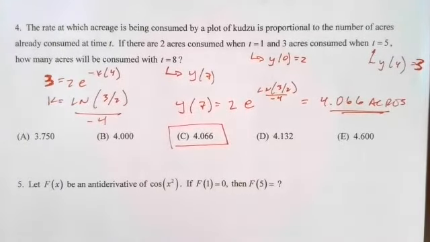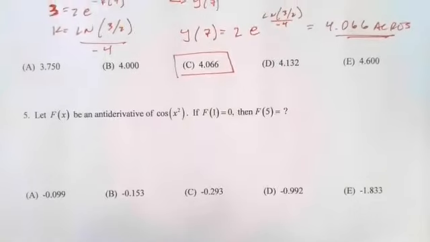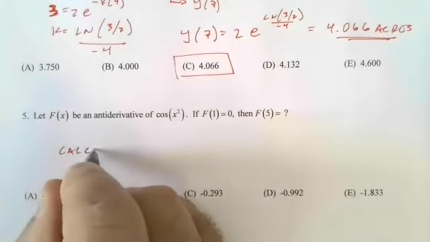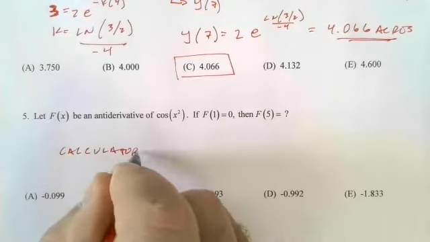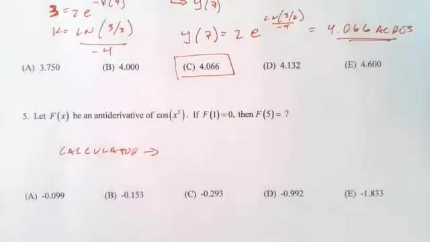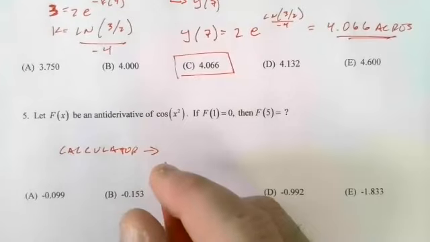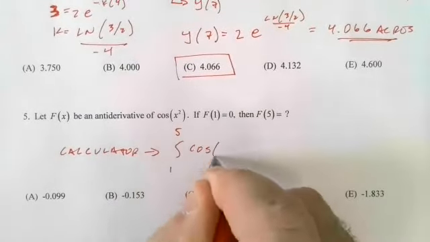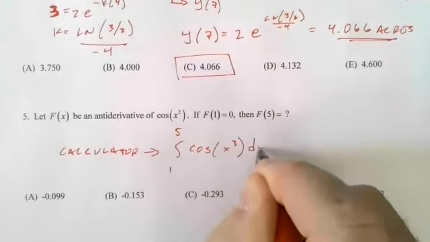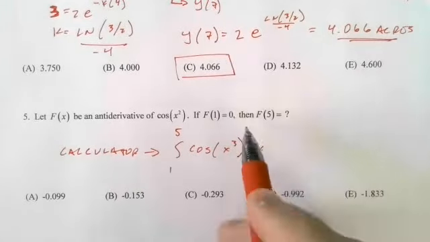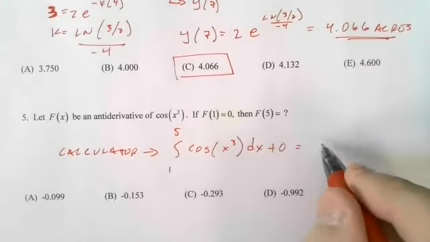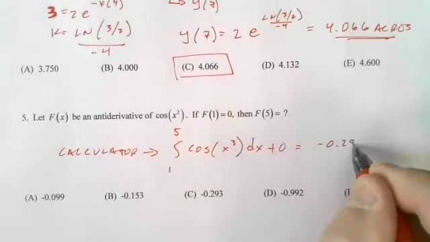All right. Let f of x be an antiderivative. So this is a straight up calculator problem. Integral from 1 to 5 of cosine of x cubed dx. We put in 1, we got a 0, so there's a plus 0 out here. Straight up negative 0.293.